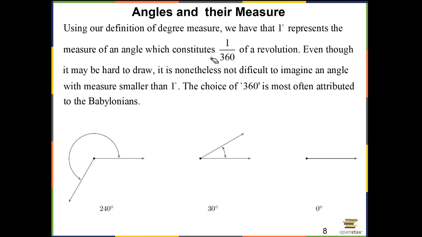So angles and their measures. Now, one measure of an angle is basically to think about, if you go all the way, rotate all the way around completely, what should we call that? And then we can call the smaller angles part of that.